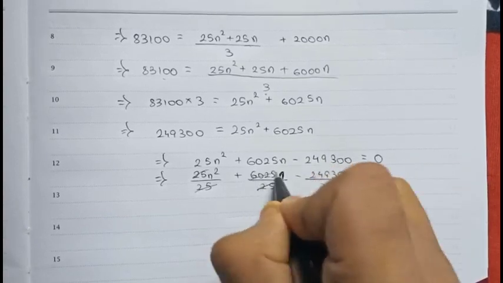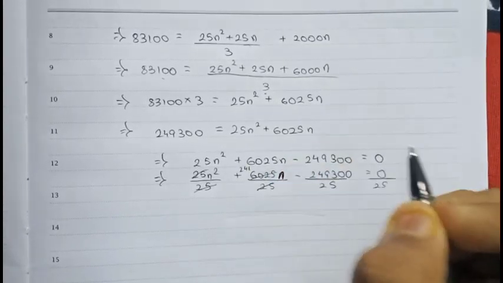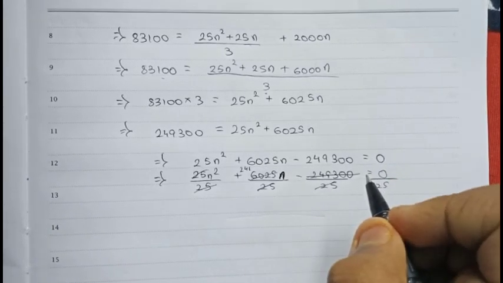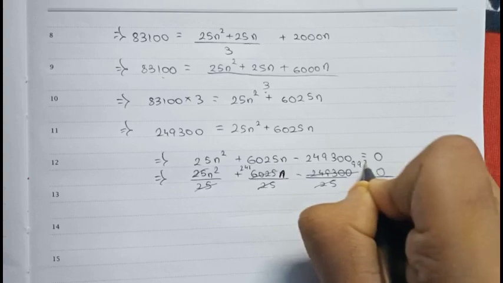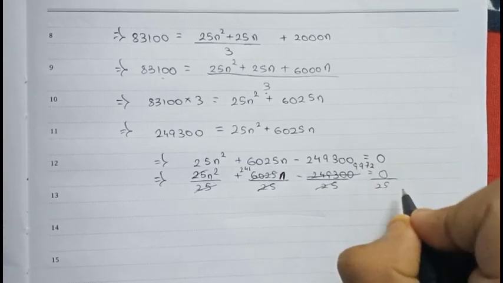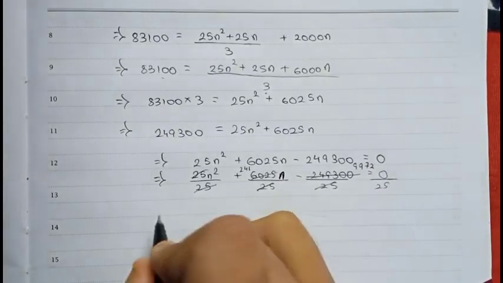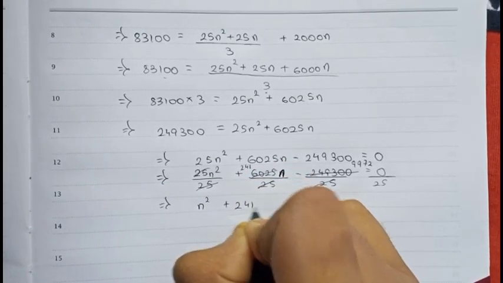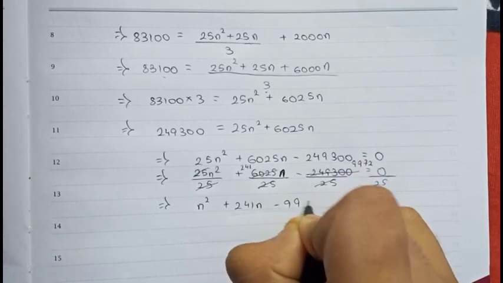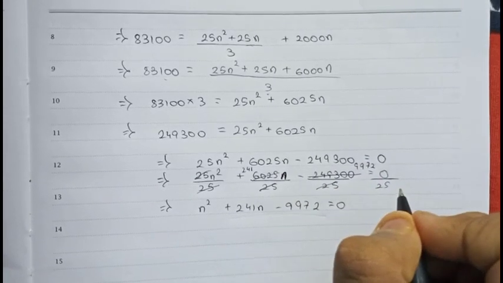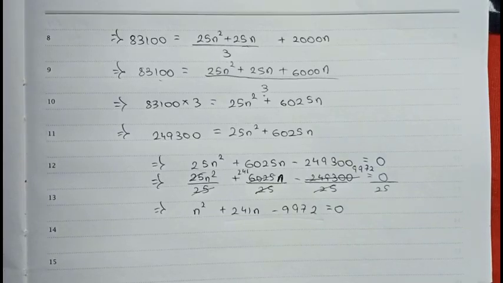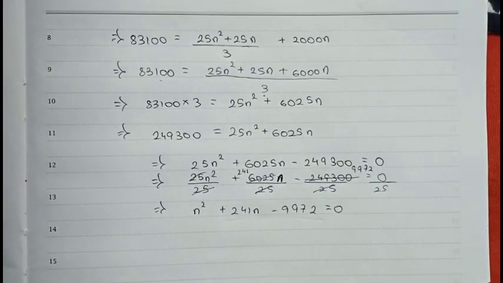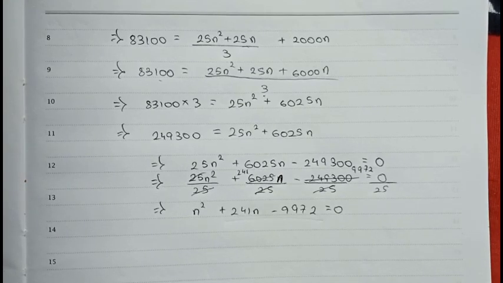It will become 241, and this 25 also will cut. It will become 9972, and 0 by 25 will become 0 only. So it becomes n square plus 241n minus 9972 is equal to 0. So now you get a simpler quadratic equation, but it is still very difficult if we factorize it. So we will go for the quadratic formula.